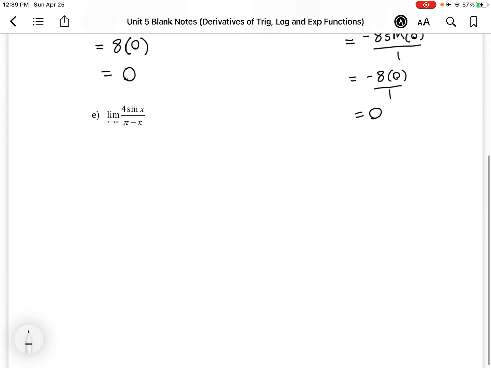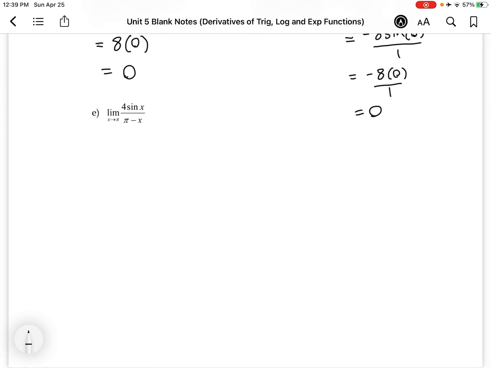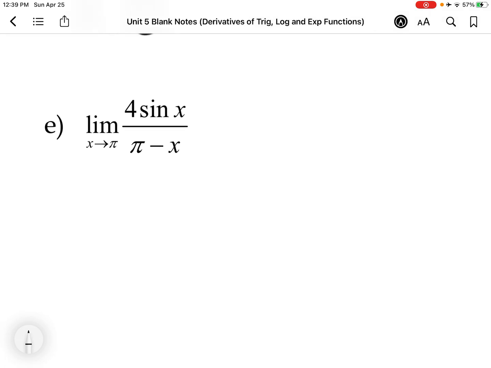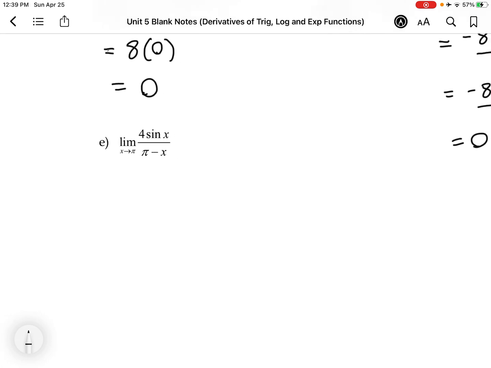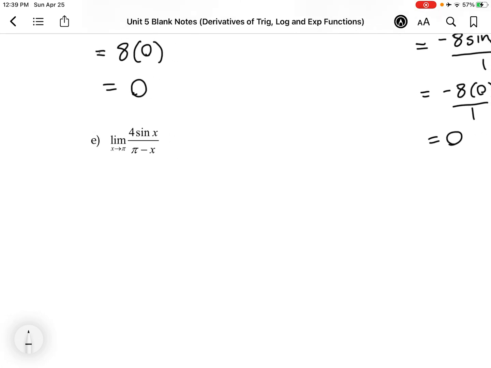Okay, and then the last one. In this question, the limit as x approaches pi of 4 sine x over pi minus x, there's no way to get a sine x over x or a cosine x minus 1 over x. There's no way to do that substitution because firstly, we're not approaching 0, we're approaching pi, and those limits are really only useful when we're approaching 0. And also our denominator isn't x, it's pi minus x. So for this particular example, we really just want to use L'Hopital's rule.